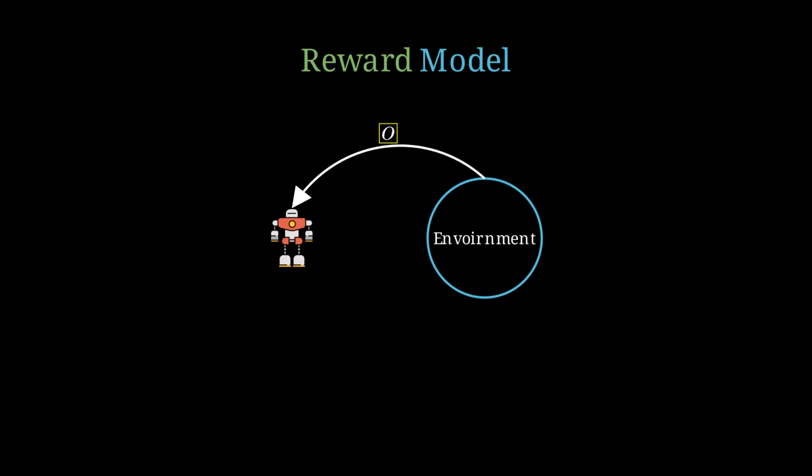Let's first understand how a reward model is trained using human feedback. Consider a simple reinforcement learning agent interacting with its environment. The agent observes the environment. We also use the word state to refer to its observation. Based on that observation, the agent takes an action in the environment. Normally, the agent receives a reward value from the environment after taking an action.